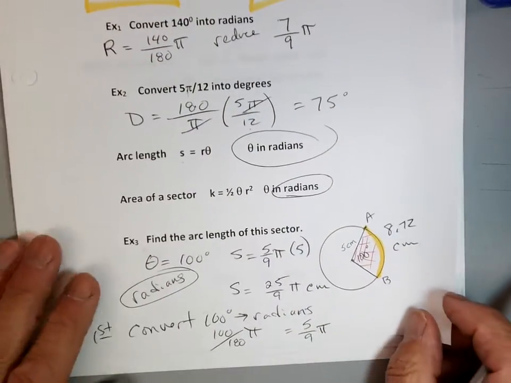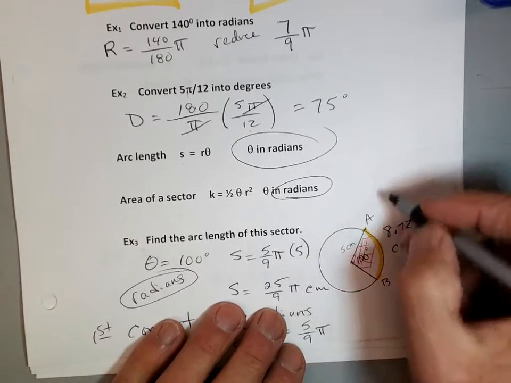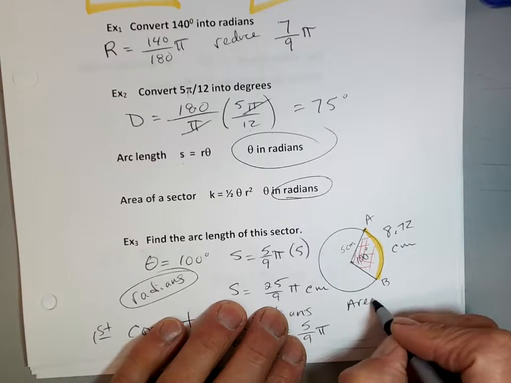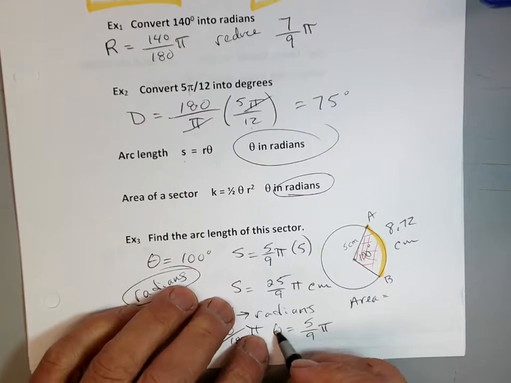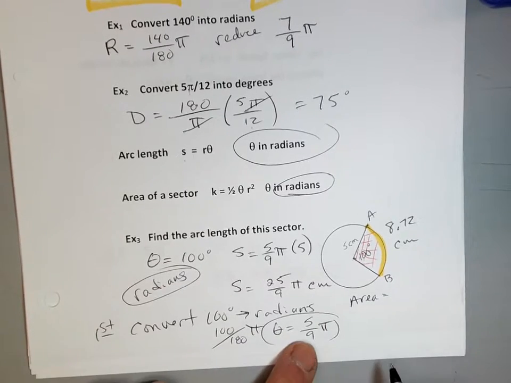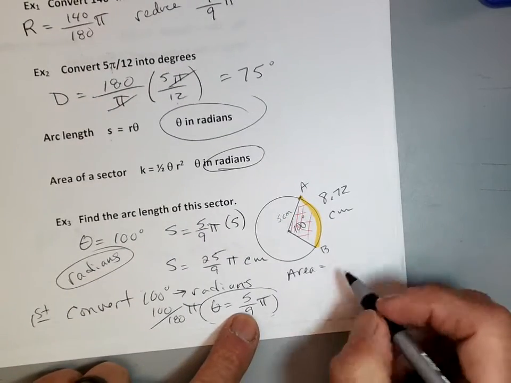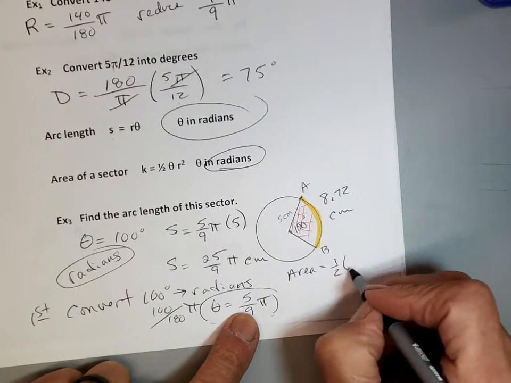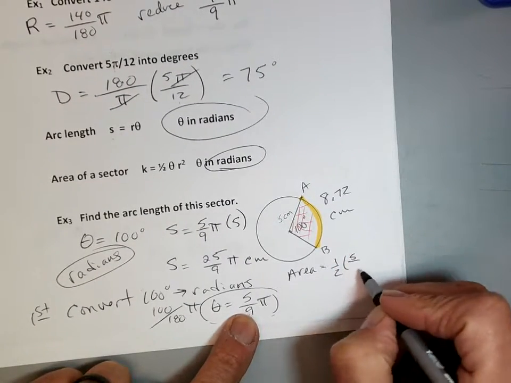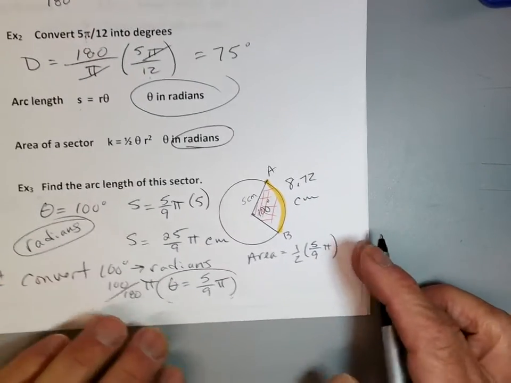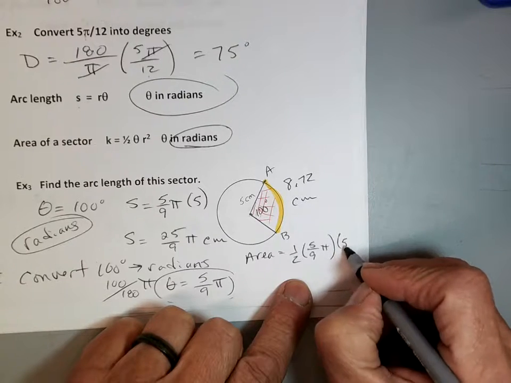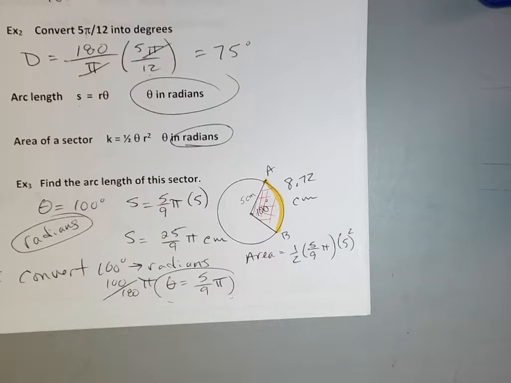Let's find the area of this. That's pretty easy. We already know what theta is, don't we? Theta is 5 pi ninths. So we're going to go 1/2 times 5 ninths pi times the radius squared, which is 5 squared. And again, I'm just going to use a calculator.